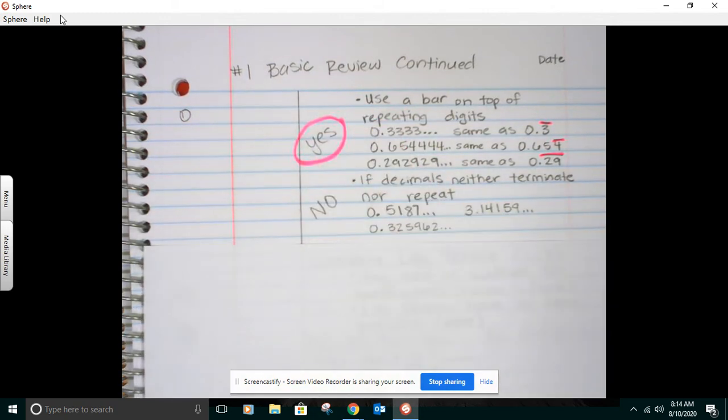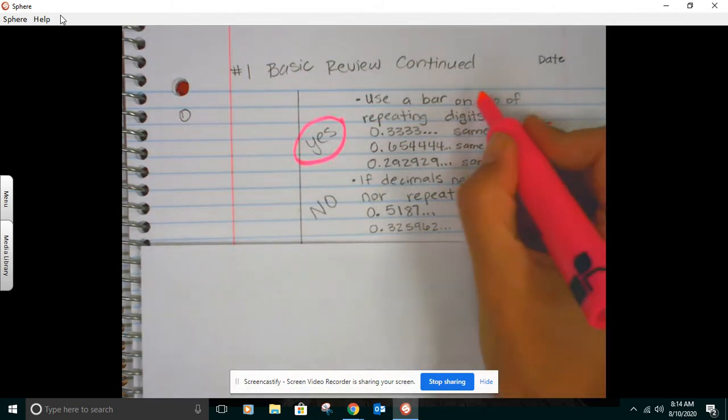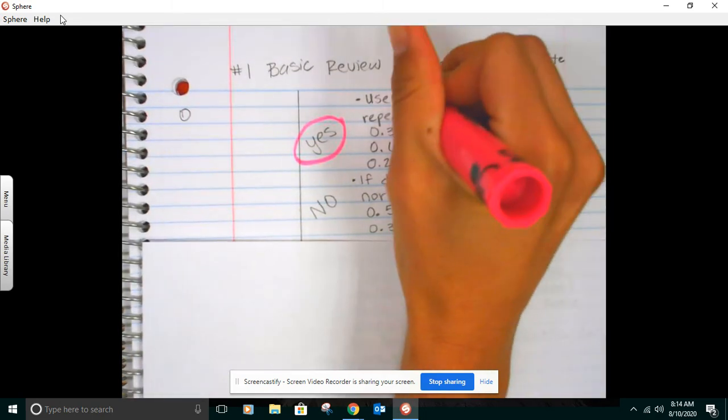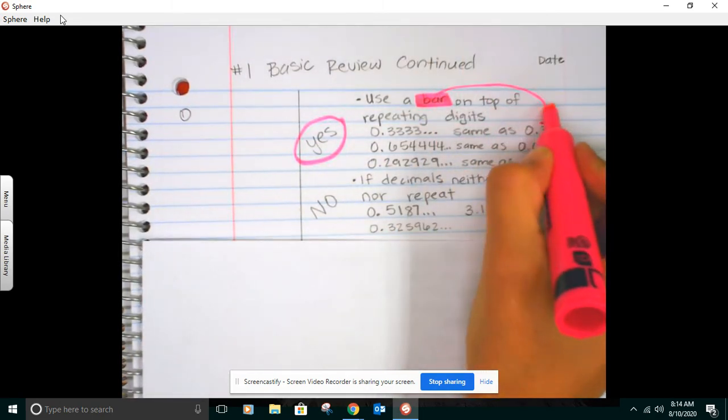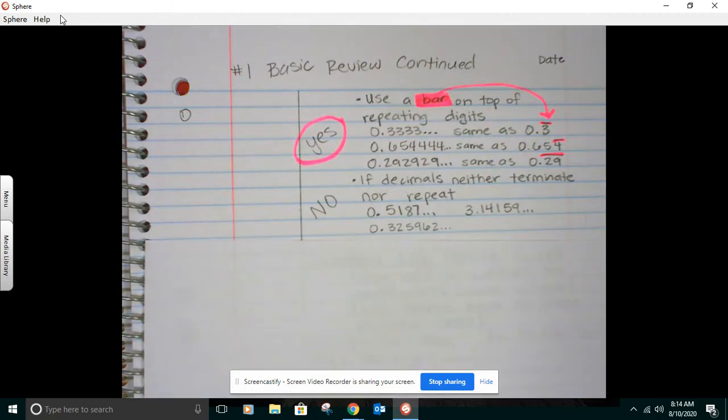If you have the bars on top of a decimal, like, let me just highlight the bar I'm talking about, like that. If you have the bar, then that would be a yes. That decimal can be written as a fraction. And again, you'll have questions like this in your ALEX assignment.